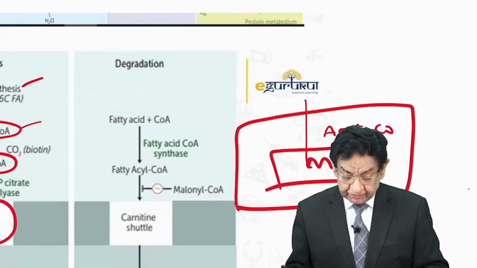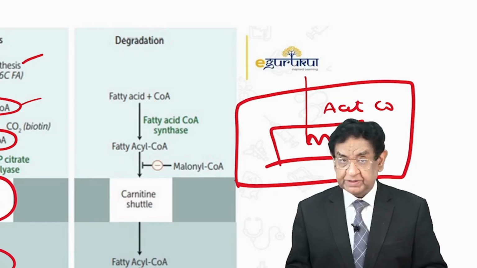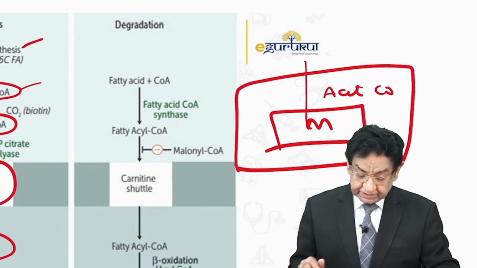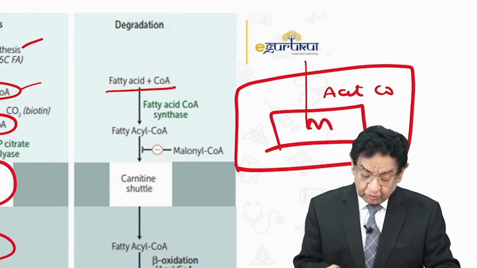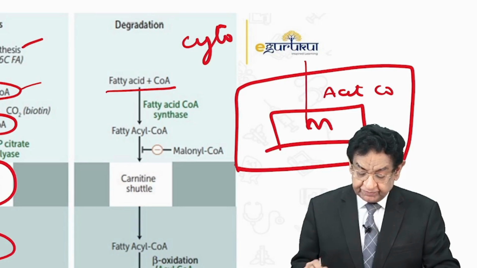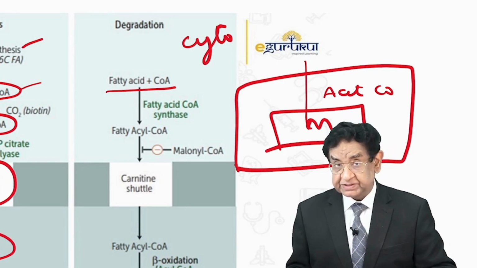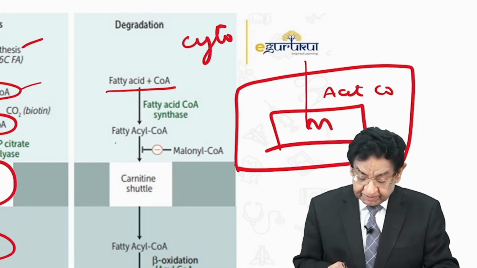So now fatty acid has been made, it has to get degraded also, it has to be broken down. So this fatty acid combines with coenzyme A, this is happening in the cytoplasm, and the enzyme used is fatty acyl coenzyme A synthetase, and fatty acyl coenzyme A will be made.